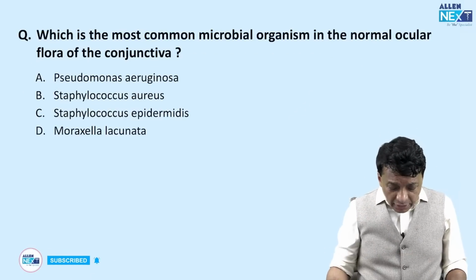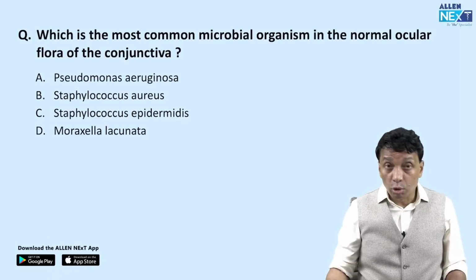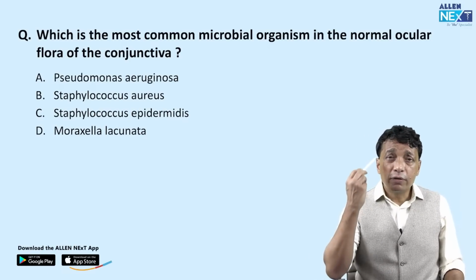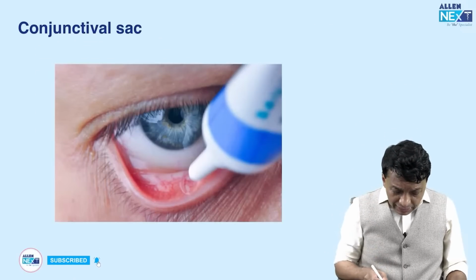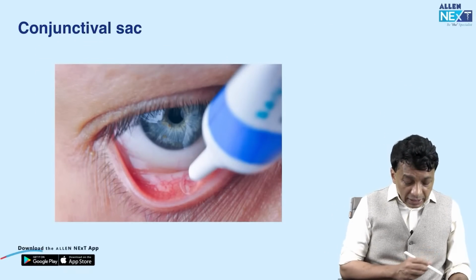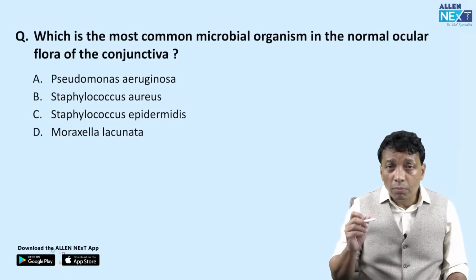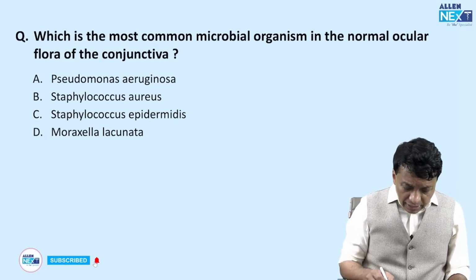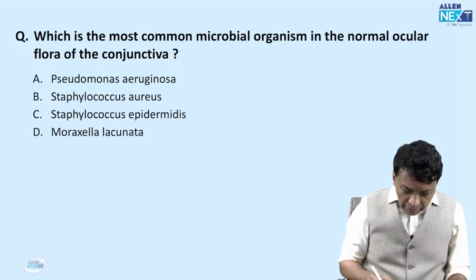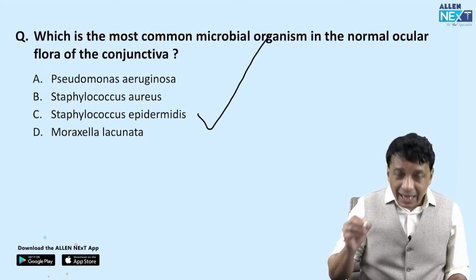Remember this. Next, which is the most common microbial organism in the normal ocular flora of the conjunctiva? Remember, there's a lot of commensals in the eye, is it not? In the conjunctival sac. This is a conjunctival sac where you're putting the drops here. So what I'm asking is, what is the most common normal microbial organism in the sac? Is it Pseudomonas, Staphylococcus aureus, Staph epidermidis, or Moraxella? The answer is, and you should all know, Staph epidermidis.